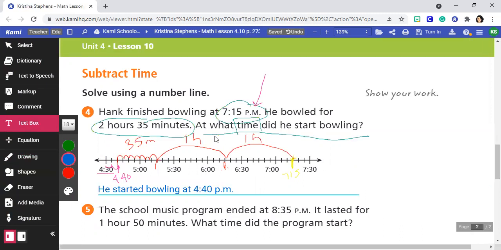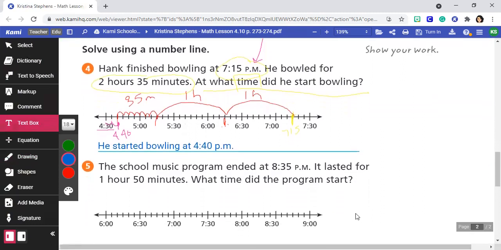Now I'm restating the question in my answers here just to reinforce the idea on how to actually give a well thought out full sentence answer. Some teachers might feel comfortable with just 4:40 p.m. And depending on the directions, you may be right. But if they want a full sentence, that's an example of a full sentence.